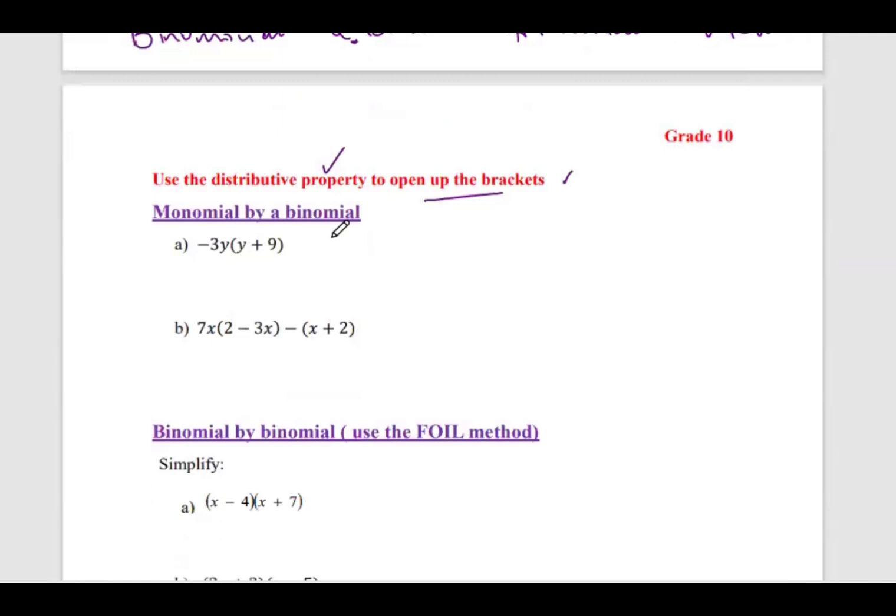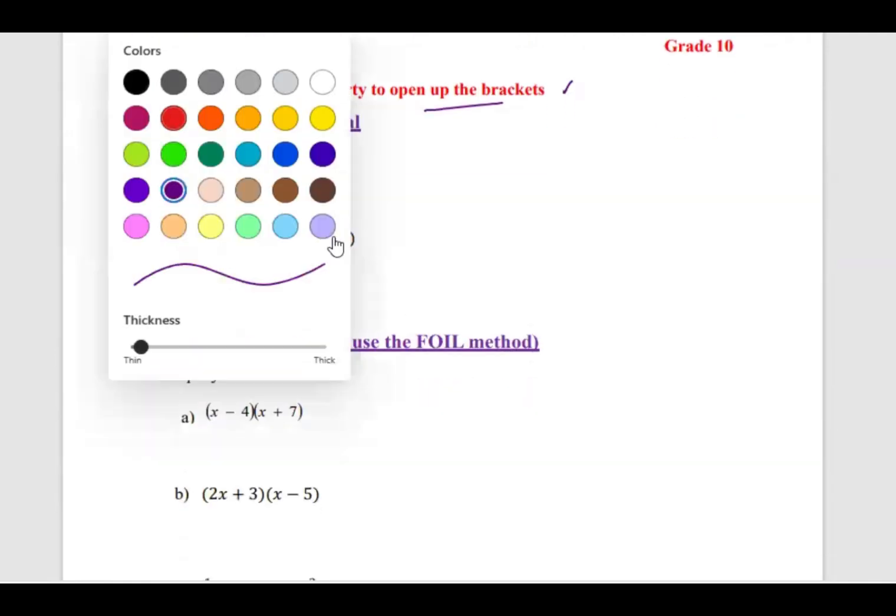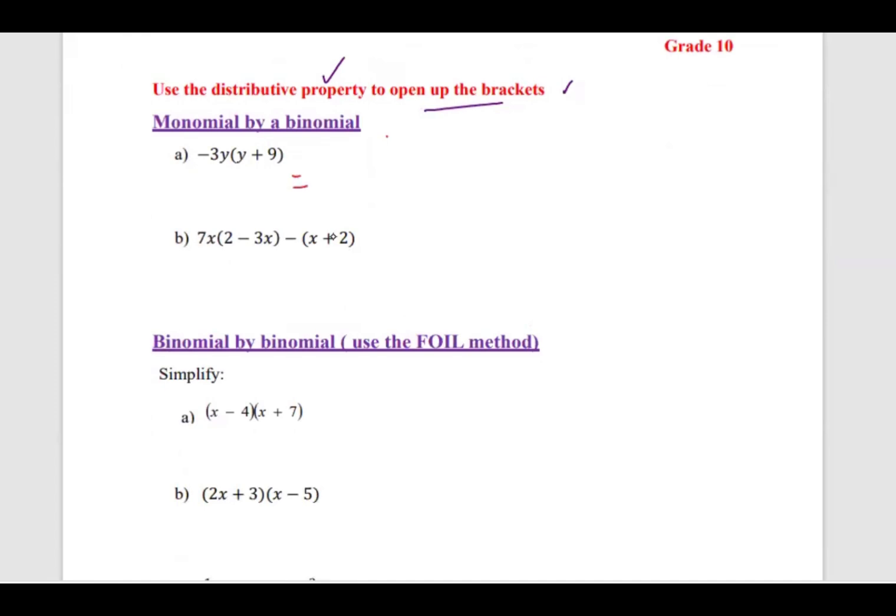So let's see, a monomial and a binomial. Okay, so one term and two terms. So in this case, if we have this example, we would have this negative 3y multiplying by the y, and then negative 3y multiplying by the 9. So I'll just write it out nicely before I do the multiplication, okay? Plus, we say negative 3y multiplied by 9.